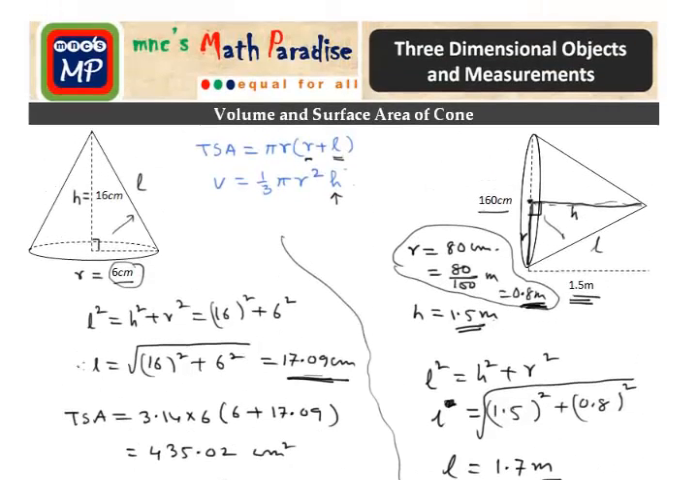So in most cases you will be given the radius and height. We found the slant length using the Pythagoras formula, and then we used the radius and slant length to find the total surface area, and the radius and height to find the volume.